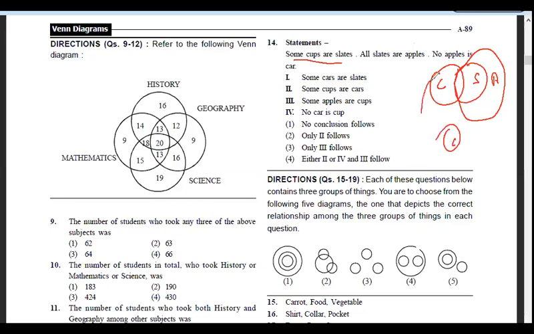So this can be just like this also. So some cars are slate. This is wrong. Some cups are car. This may be true. Some apples are cups. Yes, this also may be true. No car is cup. It cannot say that.